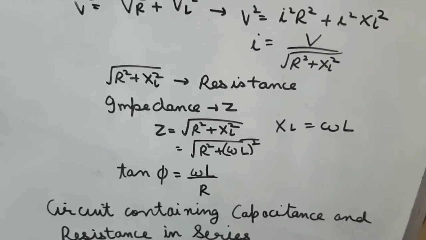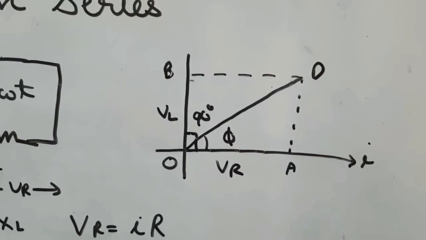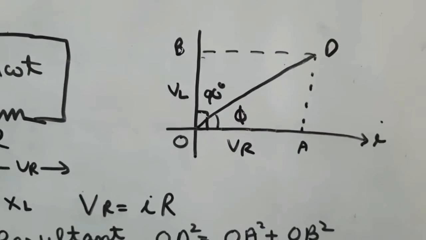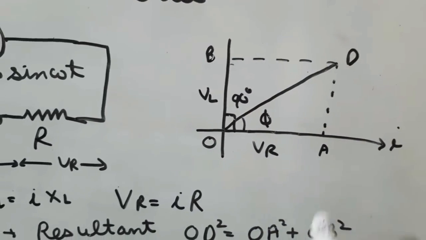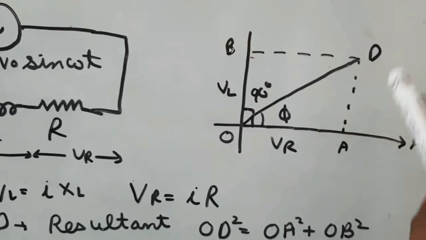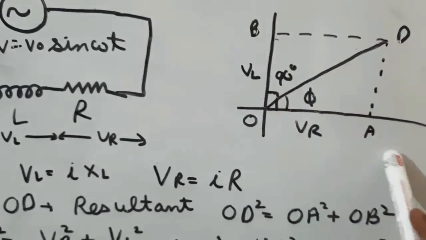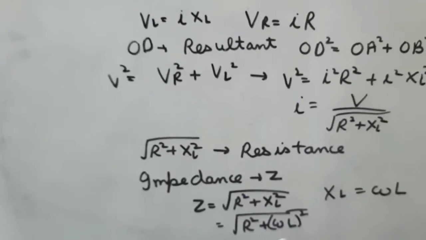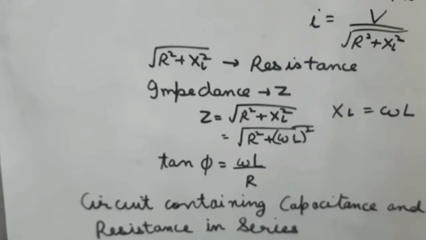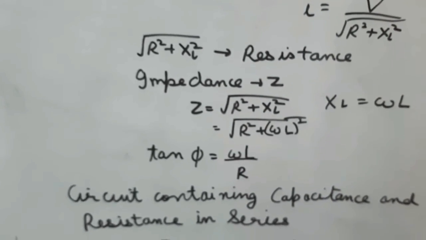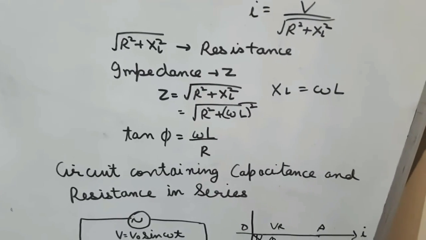Now we have tan phi. From here you can find tan phi. What is the value of tan? Tan is perpendicular upon base. Here perpendicular is AD and base is OA. So what will our value of tan phi be? AD upon OA. What is our AD? VL upon VR, and the value of VL, we will get omega L upon R, because the value of VL will be I into omega L and below will come IR. I and I will cancel out. So the value of tan phi will be omega L upon R.